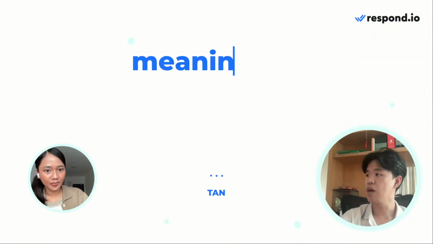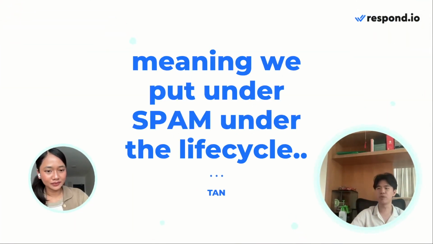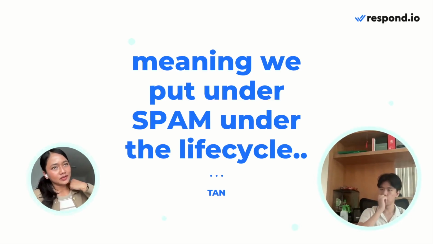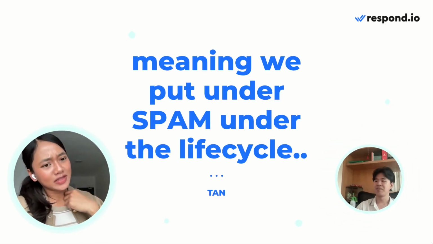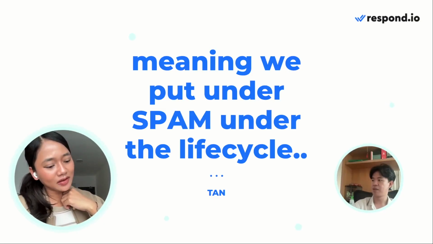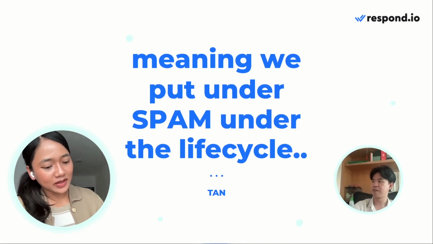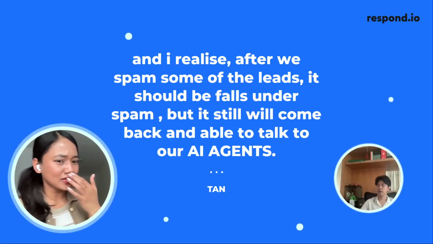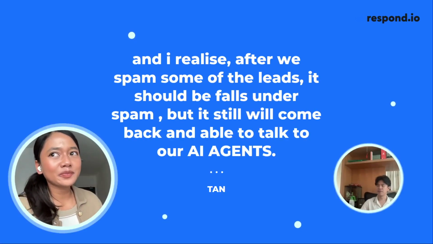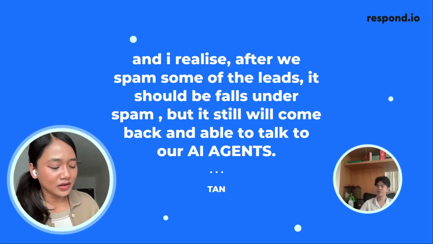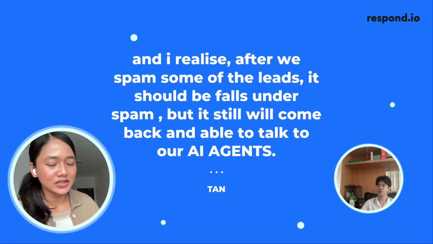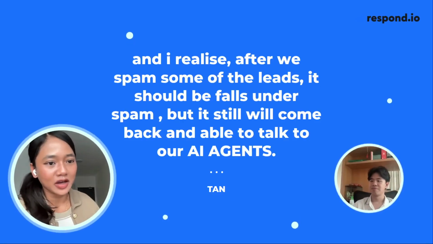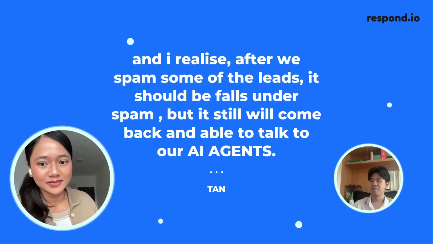Okay, Tan elaborated: we put them under spam in the life cycle, but they still come back. So you have life cycle stages for spam, and you expect that these leads should not be coming to your inbox again. The ideal, more efficient way to do this is just to block the contact. Once you block the contact, they will not be able to come into your inbox anymore.